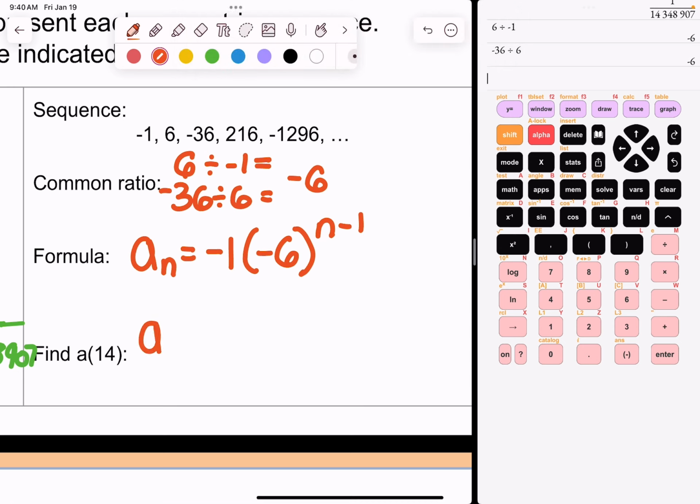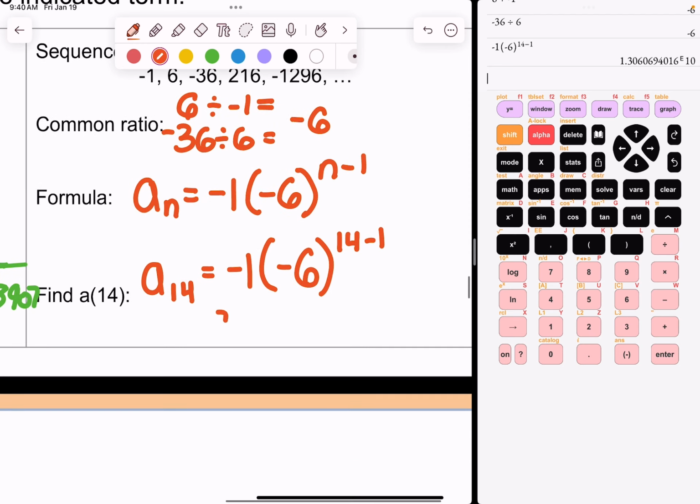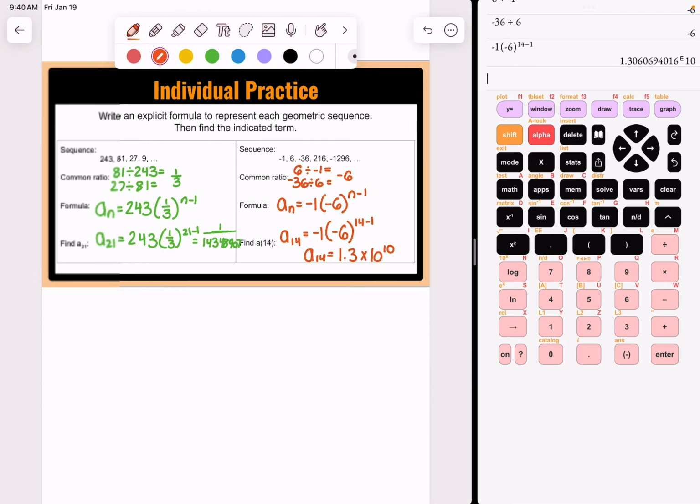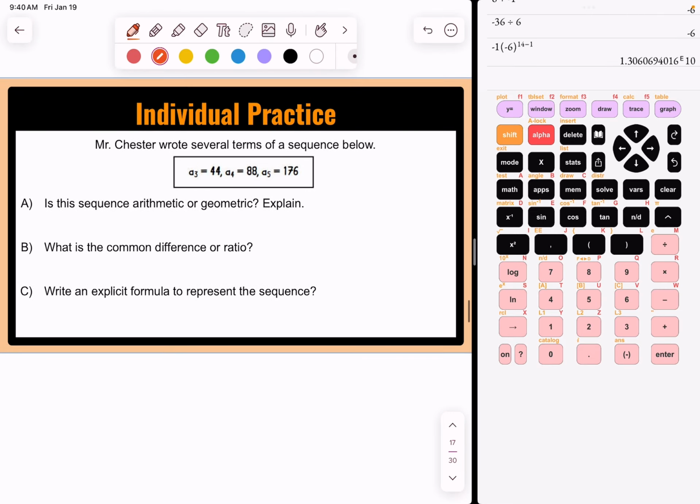All right. So A14 is equal to -1, parentheses, -6. Our n is 14 minus 1. So we put -1, parentheses, -6, raised to the 14 minus 1 power. We get that our 14th term is 1.3 times 10 to the 10th power. Good. Alrighty, let's look at this next practice. Individual practice. I want you to actually pause the video and try this practice.